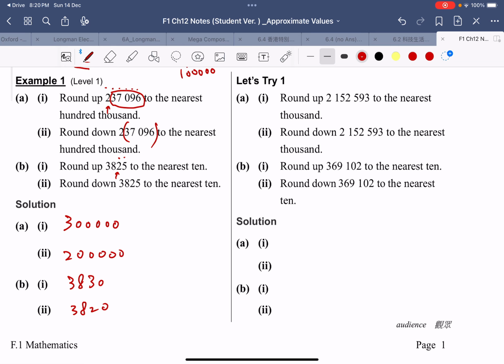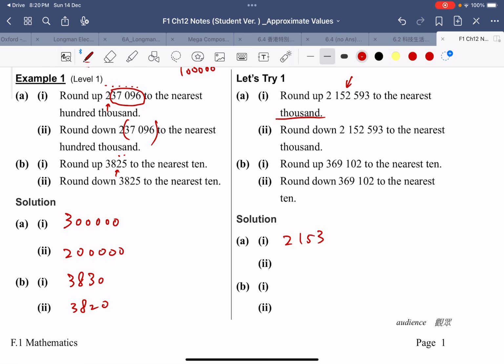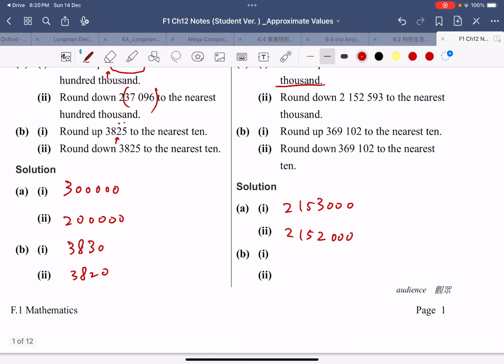You have the number 2152593, to the nearest 1,000 only. 1,000 is this place value. So round up this to 153. It always goes up 1 digit. Round down to 152. Leave the 3 numbers behind the 1,000 place value. Alright, that's simple. And then round up these numbers to the nearest 10.